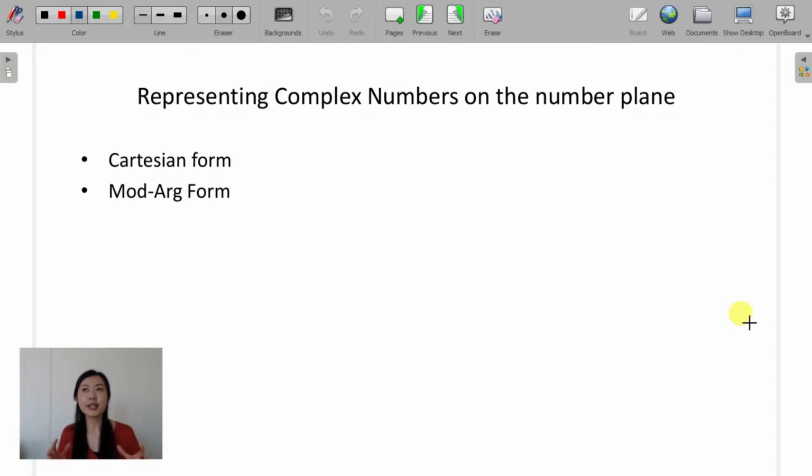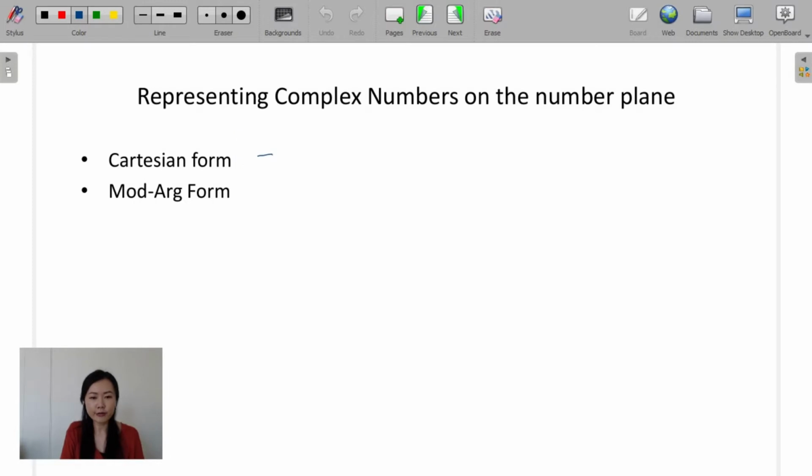Before we dive into vectors, I think we need to build that basic understanding, or revise. I'm hoping this is revision for you. First of all, how are complex numbers graphed on the Cartesian plane? Basically, before you even dive in, there are two forms you mostly work with in complex numbers: Cartesian form and mod-arg form.